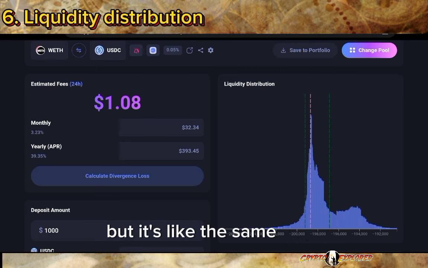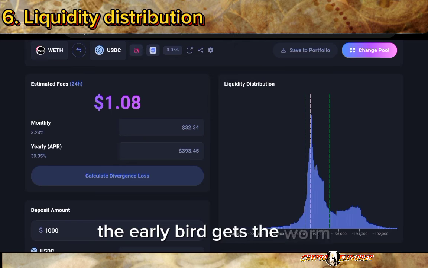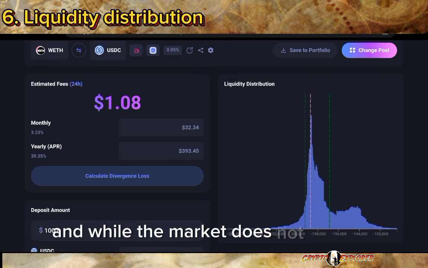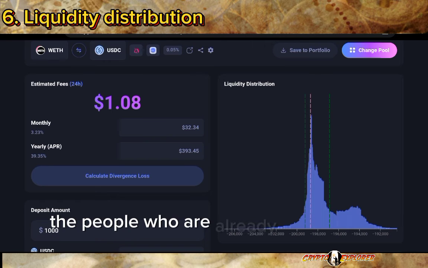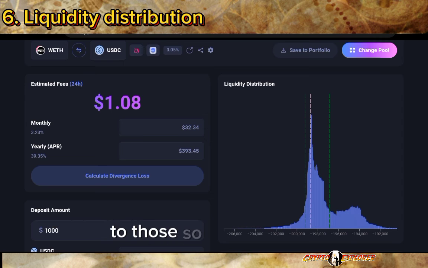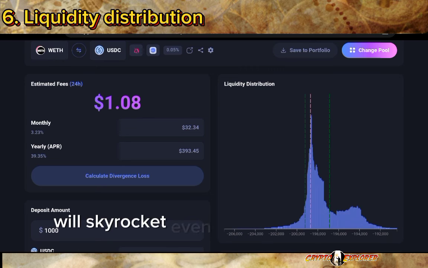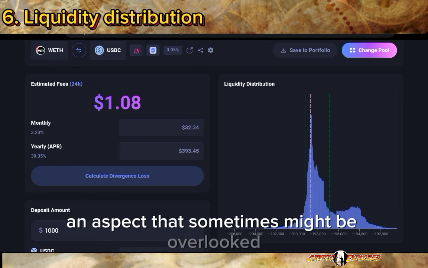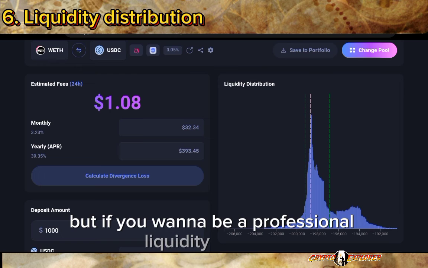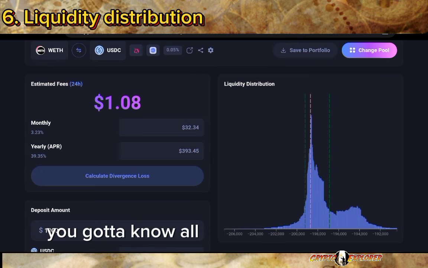But like the saying goes, the early bird gets the worm. While the market does not readjust, the people who are already providing liquidity to those so-called valleys will not face as much competition and their APRs will skyrocket. Even if only for a couple hours, that can make a lot of difference. So liquidity distribution is an aspect that sometimes might be overlooked, but if you want to be a professional liquidity provider, you gotta know all the tricks of the trade, and this is one of them for sure.